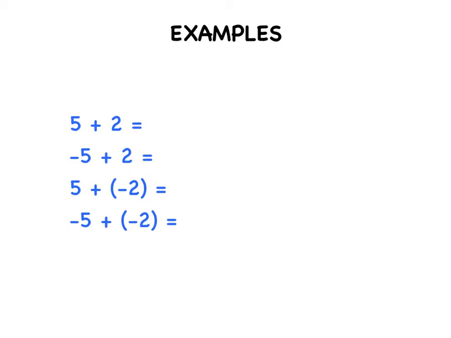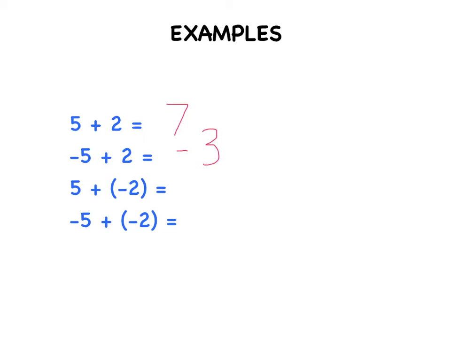So, for example, if we have 5 plus 2, you've known this forever, the signs are the same, so you add and keep the sign. So 5 plus 2 will give you 7. Okay, negative 5 plus 2. Well, the signs are different, so we're going to subtract the numbers and keep the sign of the larger number. Well, 5 minus 2 is 3. The 5 is larger, so negative 5 plus 2 is going to be negative 3.